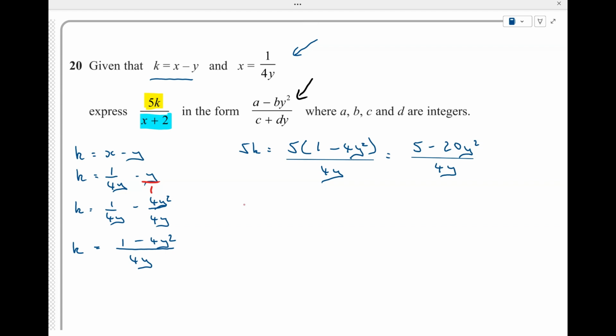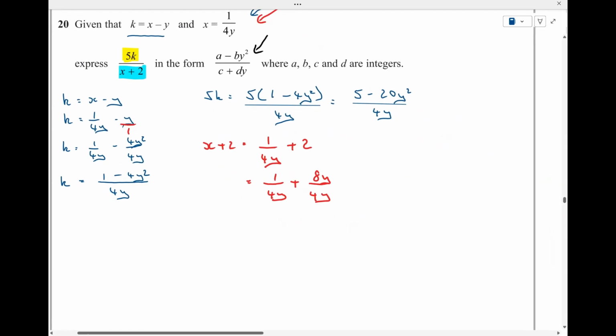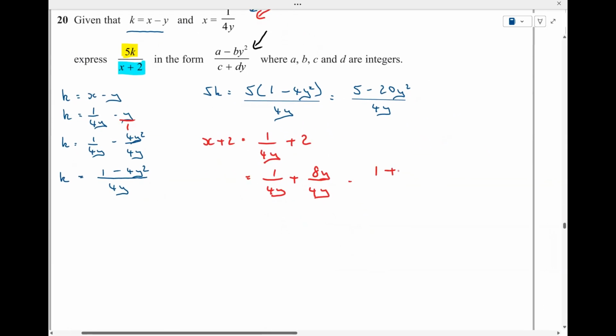Now I've got to express 5k divided by x plus 2. So let's work out what x plus 2 will look like. X plus 2 is x, which is 1 over 4y, plus 2. And again, let's simplify that. Write them both over 4y. 1 over 4y plus, now 2 is equal to 8y divided by 4y. So I have 1 plus 8y all over 4y.